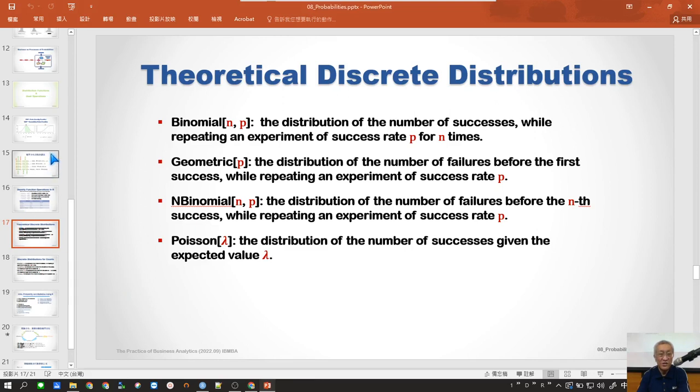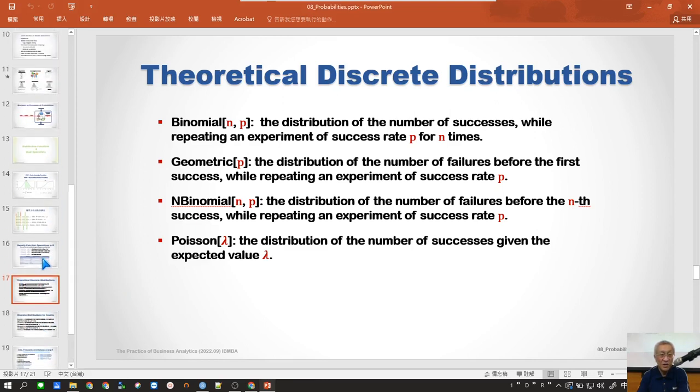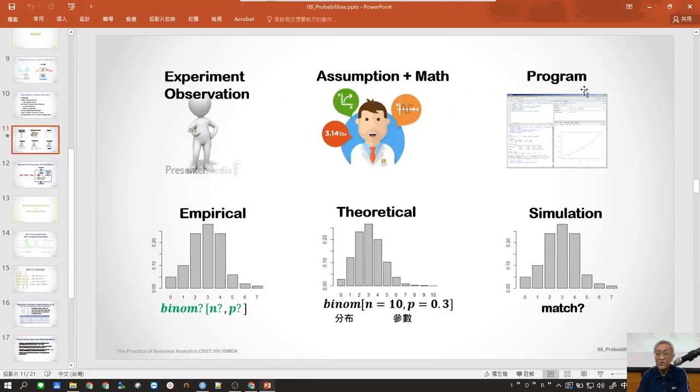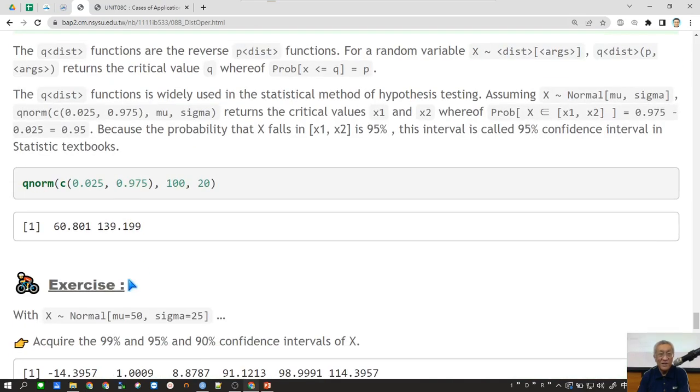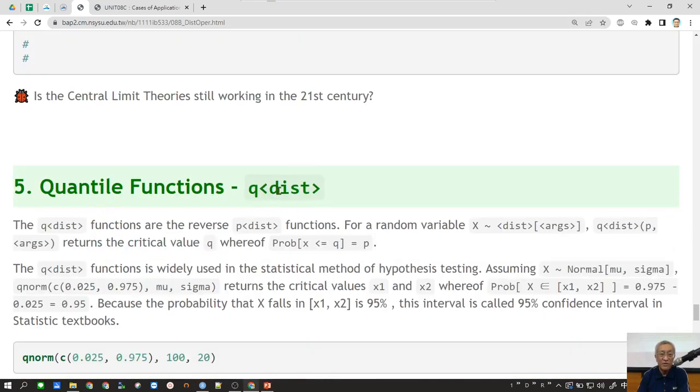And it is actually this approach, right? Okay. And the last function that we want to cover is this Q function, right? And usually this Q function is used to calculate confidence interval.